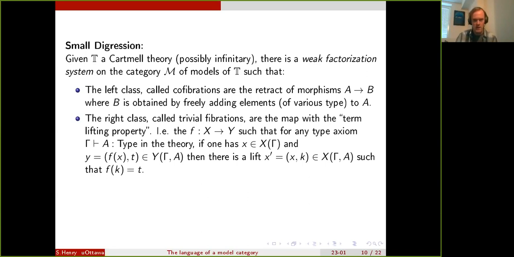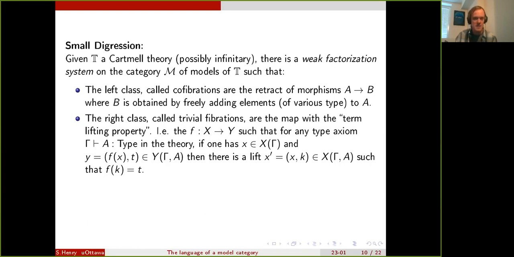So it's a bit technical. It says that if you have a morphism F between two models and you have some type axiom in your theory, which says that A is a type in context gamma, and you have some variable X in X of gamma, which is the evaluation of X on context gamma. So it's a set of all choices of interpretation of the variable in gamma as element of X, and you have an element Y in Y in context gamma A, so it can be seen as an element of Y gamma together with a T, which is a choice, a reasonable choice for a variable of type A in Y.